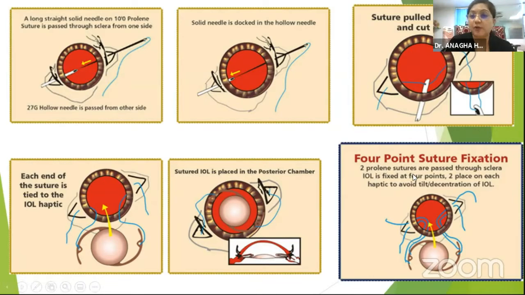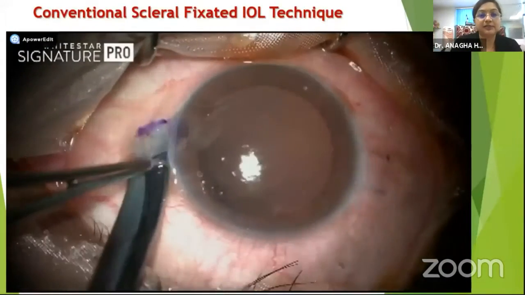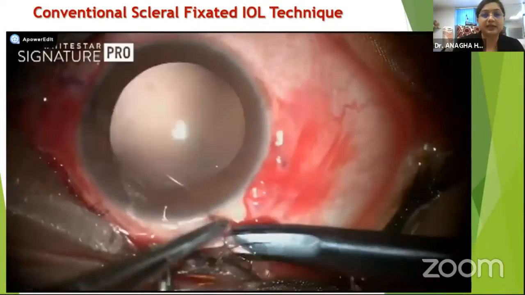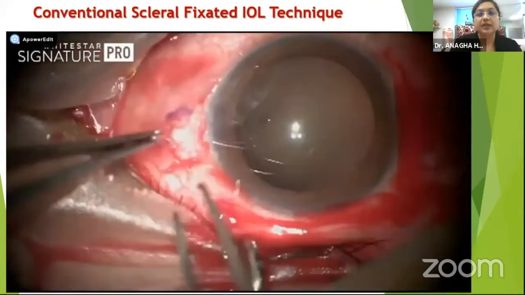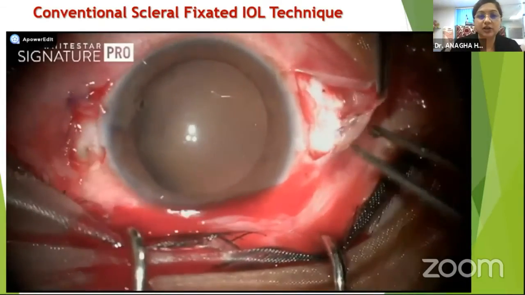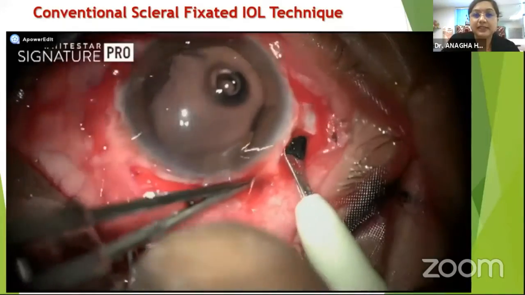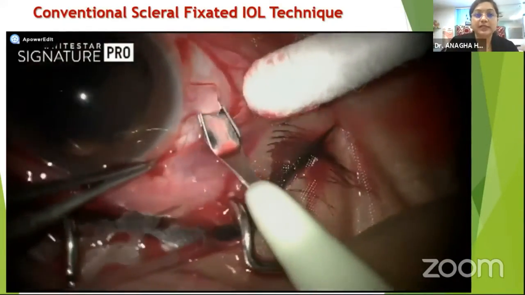We also have a 4-point fixation, the advantage of which is greater stability of the IOL instead of just a 2-point fixation. Now, this is a video of that. So you basically mark the 2 points exactly 180 degrees apart. You have a conjunctival peritomy because you need to expose the sclera, a very light cautery, exactly mark the area of the flap, do partial thickness scleral flaps, maybe 2.5 by 2.5 mm on either side.